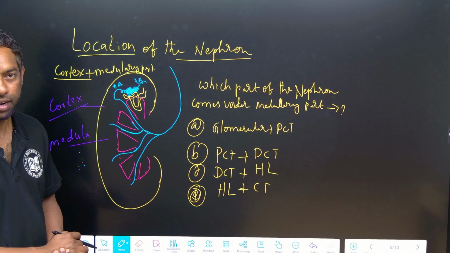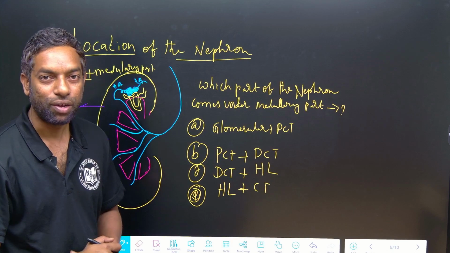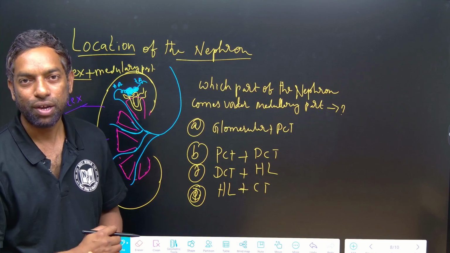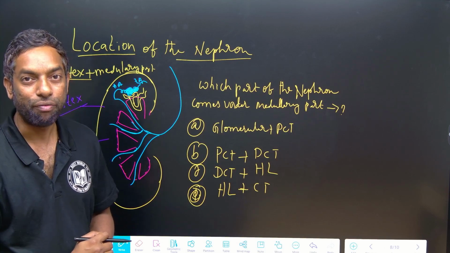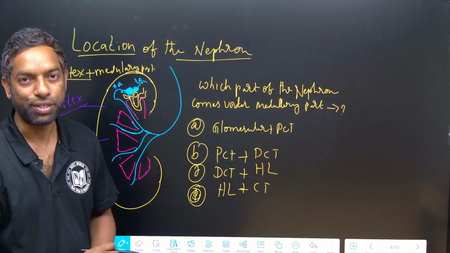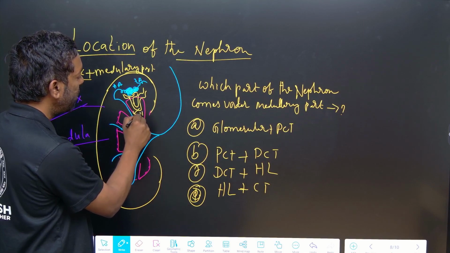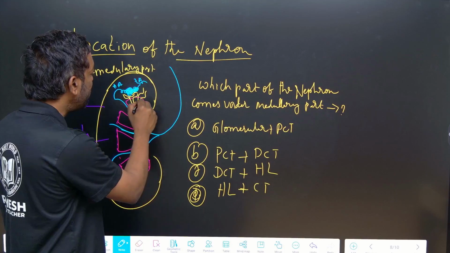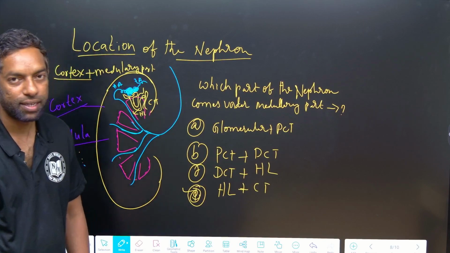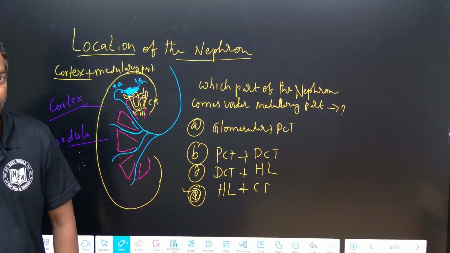You may not find it in NCERT, but it is a previous year question. It means you have to think and analyze. While you are reading about the nephron, you have to think about what the nephron is and where it is located. This is mandatory to answer. Look here, the Henle loop comes under the medullary region, and the collecting duct as well. So option D is correct: Henle loop and collecting duct, based on the location of the nephron.